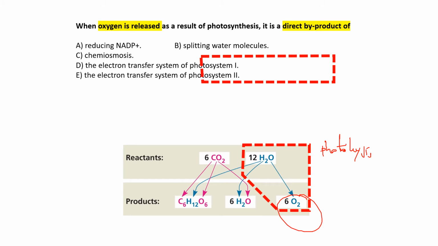And chemiosmosis is not correct. Here we are talking about, if you remember, the osmosis of an ion, so that can produce ATP. So this doesn't make sense. Producing NAD+, this doesn't make any sense. And the electron transfer in photosystems 1 and 2, they are not responsible for producing oxygen. What is producing oxygen is the photolysis that splits the water. So the only correct answer will be B.